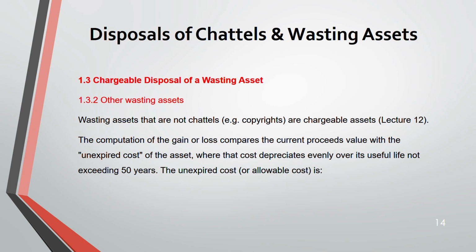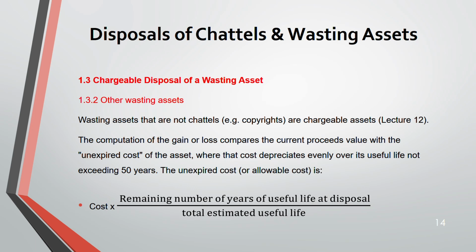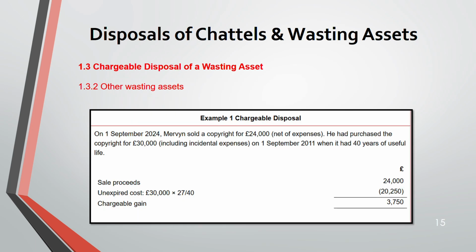Okay. So the unexpired or allowable cost that you can deduct from sale proceeds is this. You have to remember: the remaining useful life at disposal divided by the total estimated useful life, multiplied by the cost. Now example 1. You are selling a copyright for 24,000, purchased for 30,000. Remember, this 30,000 you can't take straight away. You only have to take the unexpired portion.